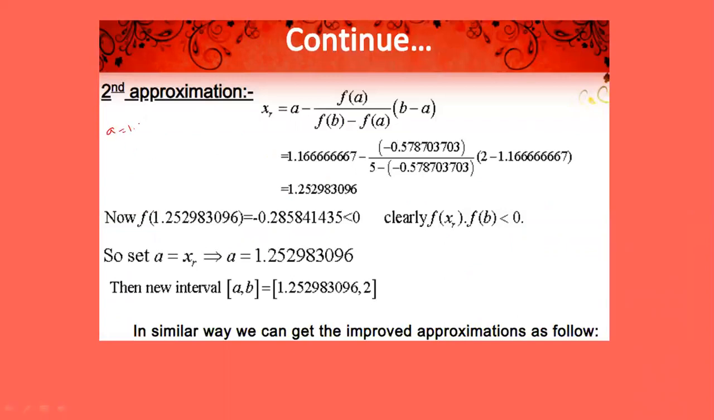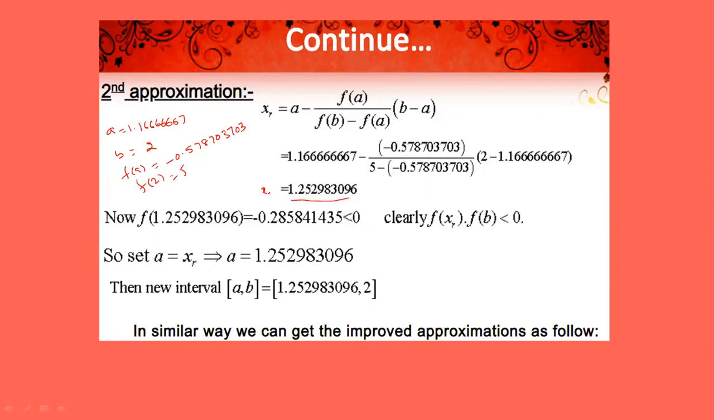So next, the root lies between, what is your a now? Your a will become 1.1666667. And what is your b? b should be your 2. And what is your f of a? For the 1.1667 value, it is minus 0.578703703. That is your value. And what is your f of 2? 5. So substitute that value in the place of a, and f of a is this, by fb minus fa into b minus a. This is the answer. You will get 1.2529833096. This is your value.